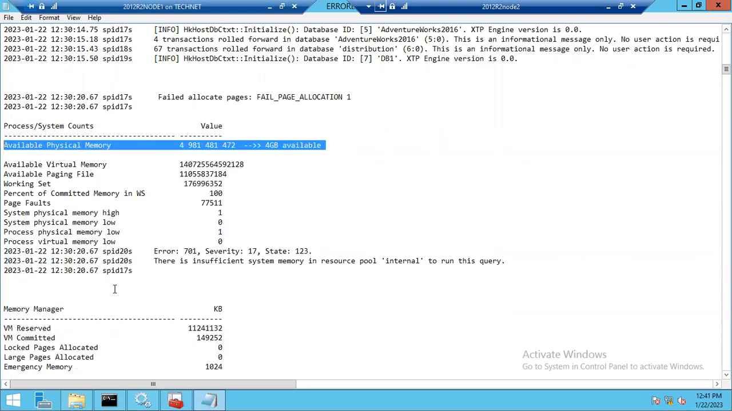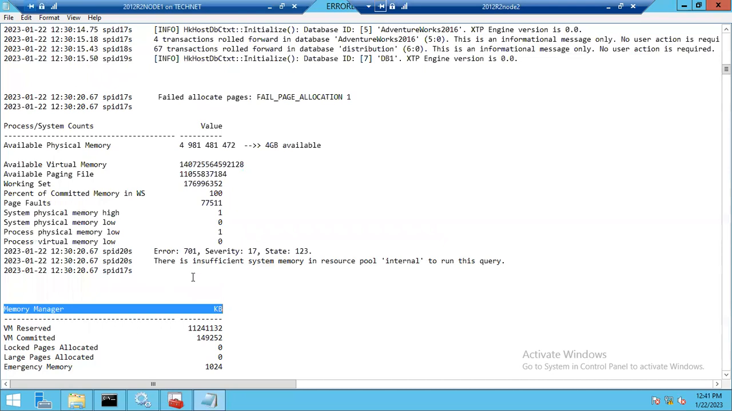I can go ahead and increase the memory to SQL Server. If I increase the memory, then SQL Server can utilize the memory available on the physical system. Now we know the fix as well. But how do we apply that fix? How to allocate memory to SQL Server?